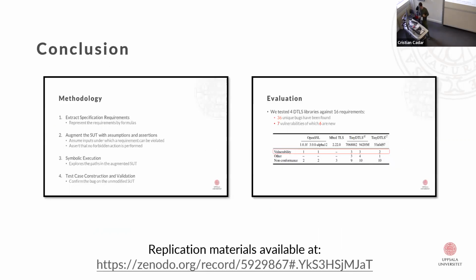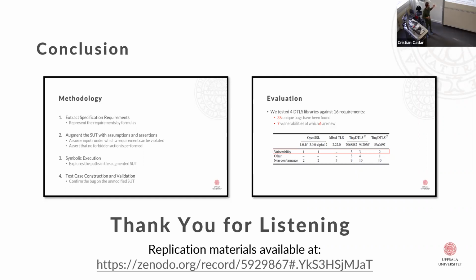So in conclusion, we presented an approach to make symbolic execution effective for testing network protocols and exposing requirement violations by using assumes and asserts. The details of the bugs we found, the formulated requirements, and the comparison to other methods are available in our paper.